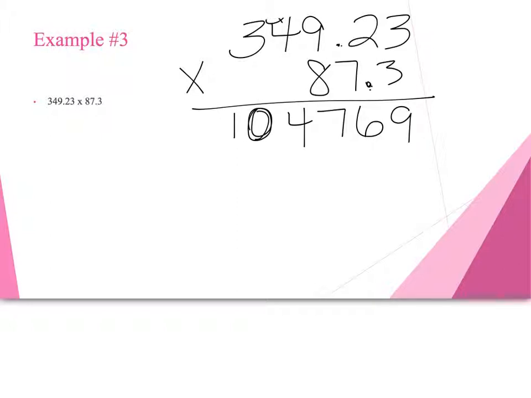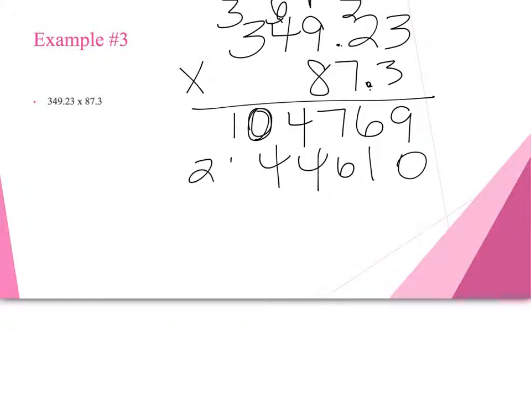Okay? Next, we're going to walk through with the 7. So add that 0. 7 times 3 is 21. Carry the 2. 7 times 2 is 14. Plus 2 is 16. 9 times 7 is 63. Plus the 1 is 64. 7 times 4 is 28. Plus 6 is 34. And then 7 times 3 is 21. Plus 4 is 24.